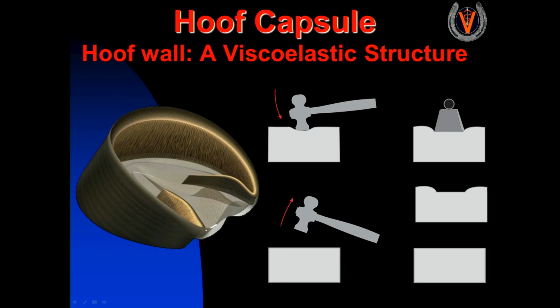The horse's foot deforms when it lands on the ground, and then it reverts back to its usual shape when weight is off.